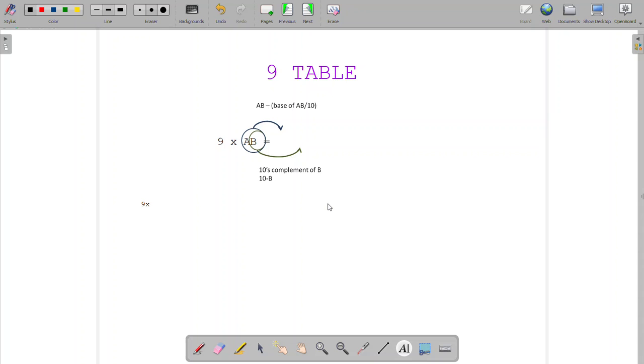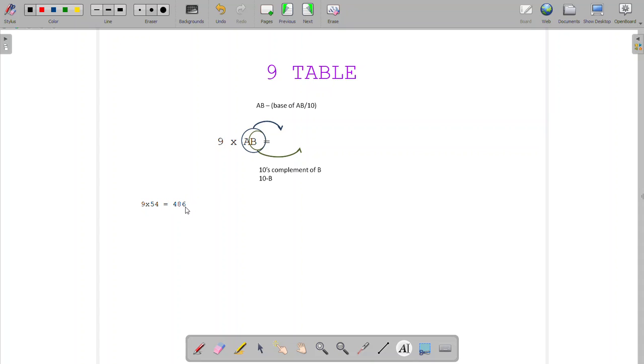Say 9 multiplied by 54. The first thing is subtracting the base from the number, excluding 0. In this case, the base is 60. Without 0, it is 6. If we subtract 6 from 54, we get 48, and then the complement of 4, 10 minus 4, is 6. You can cross check it. 9 times 4 is 36, 6 here, 3 carried forward. 9 times 5 is 45 plus 3 is 48.